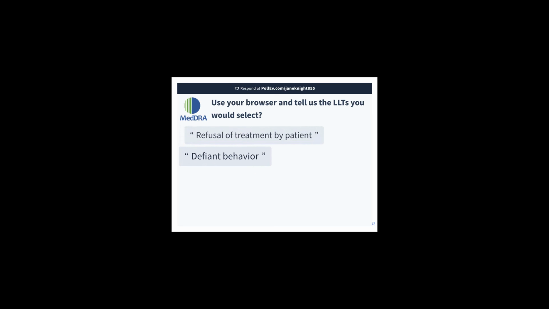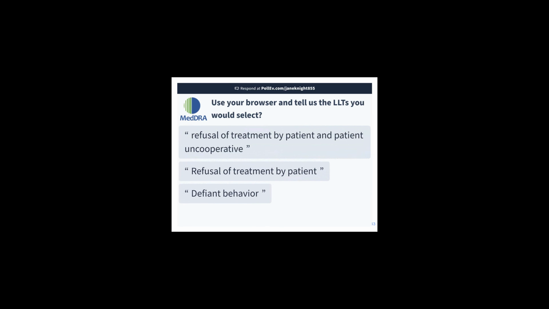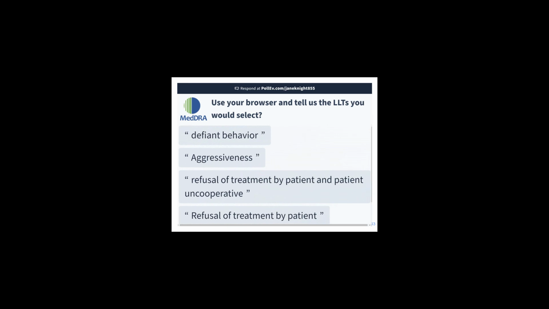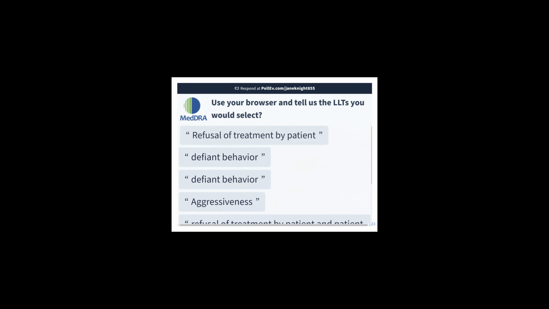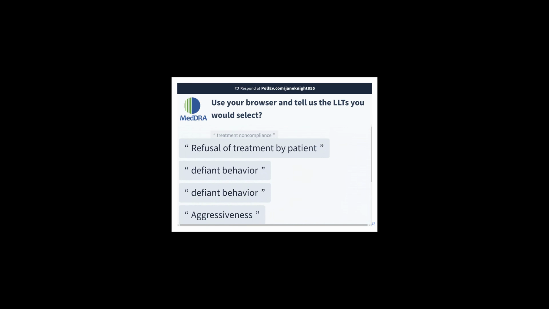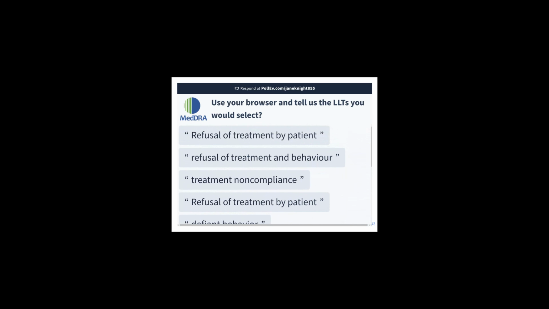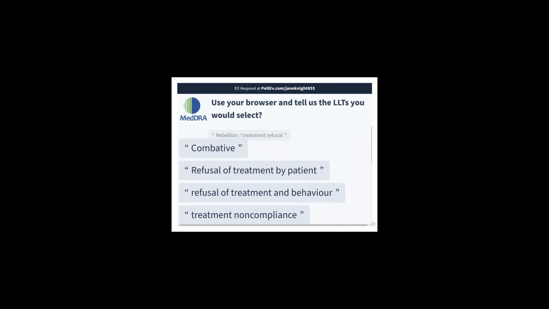Defiant behavior? Yeah, the refusal of treatment by patient must be coded. That's the second part of the information that was provided. Aggressiveness, defiant behavior. So defiant behavior rather relates to uncooperative behavior. We have more information here. We know that this is due to the fact that the patient has a rebellious attitude, combative, also something that is rather to be considered an aggressive behavior.